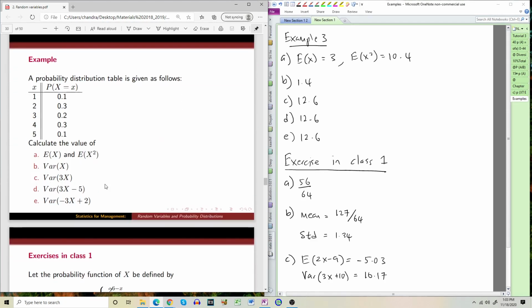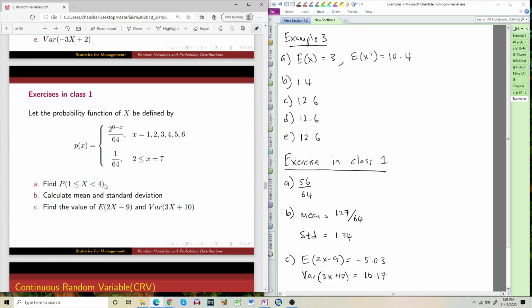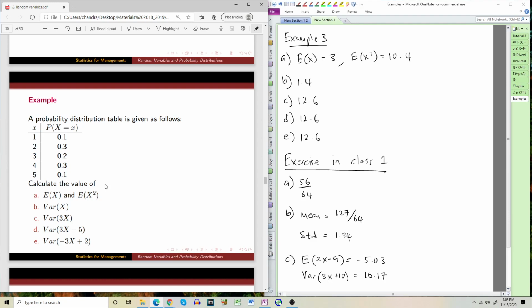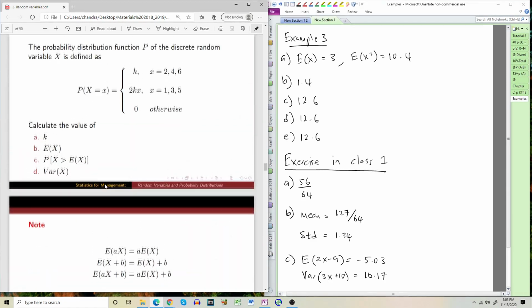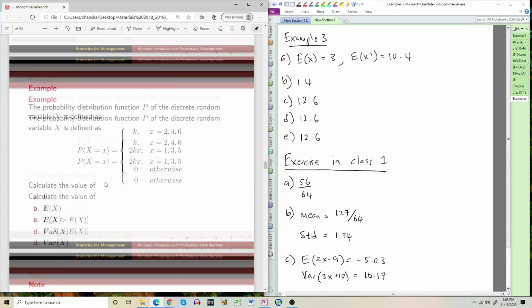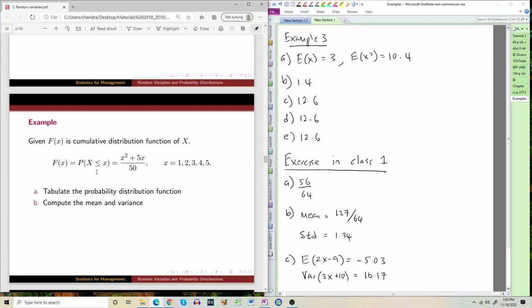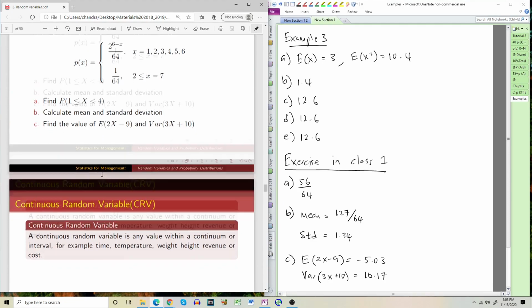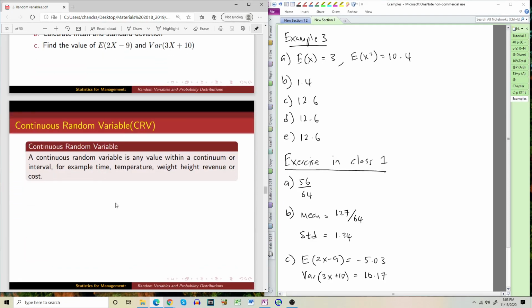So with this, let us finish the tutorial for today. For discrete random variable, there is only one example left, this one. I will teach this in the next class. After that, I will go for the second part, which is continuous random variable, and try to finish the chapter.